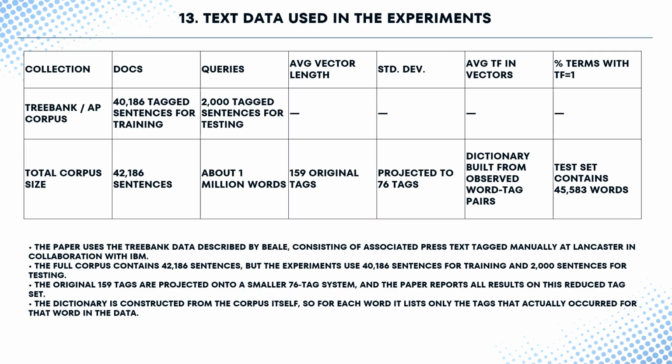The fourth part is the dictionary construction. The dictionary is built directly from the corpus, meaning for each word only those tags are allowed which were observed in the data. This is important because it eliminates impossible tag assignments and improves efficiency and accuracy. So overall, this setup ensures realistic data, controlled evaluation, and reduced ambiguity through dictionary constraints. Now that we understand the dataset, we can analyze how the training methods perform.